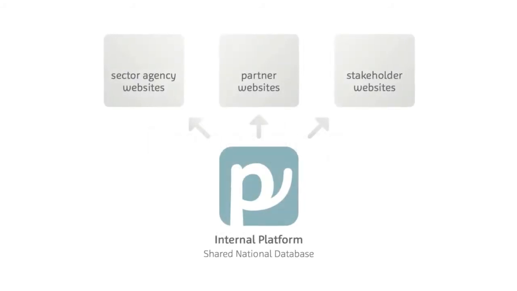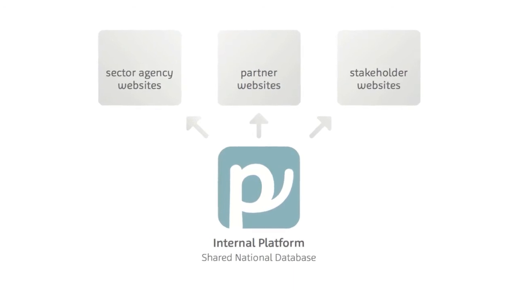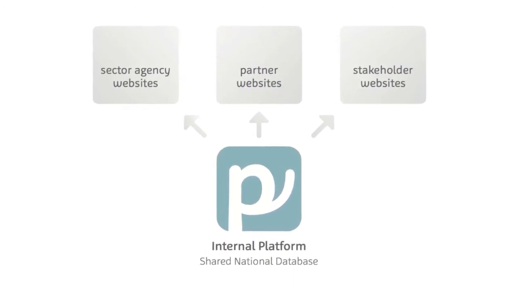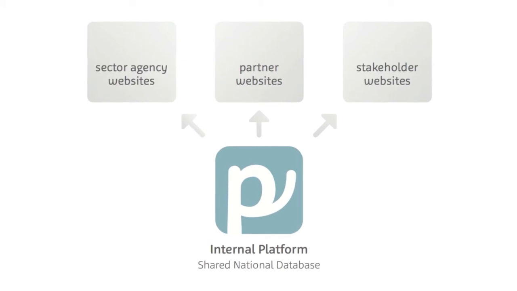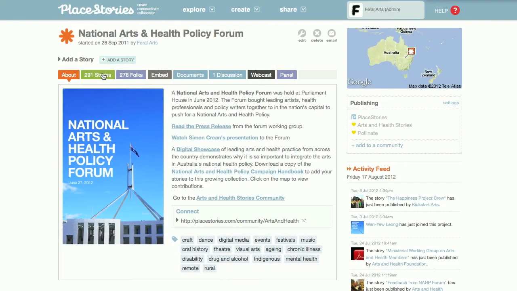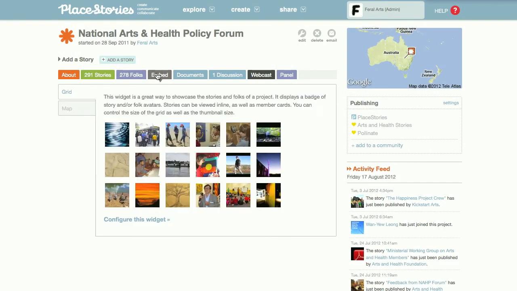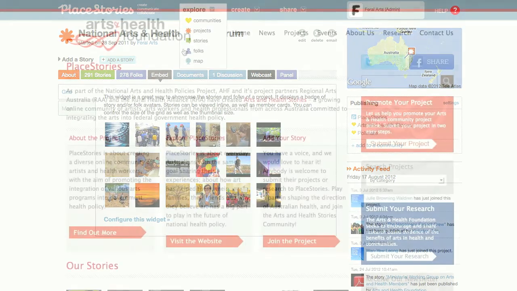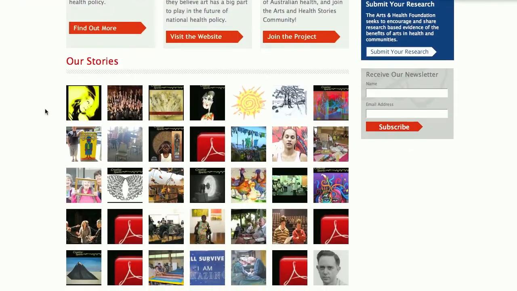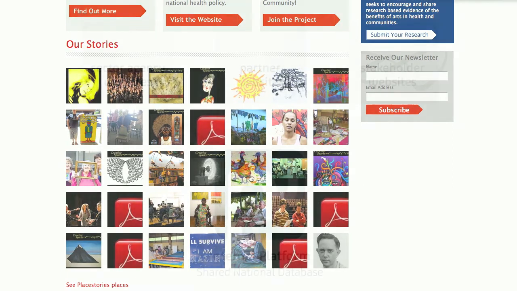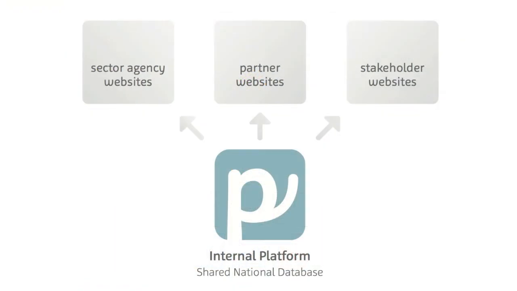One of the really powerful tools in the system is the embedding. This enables members to access live content feeds from the shared database and integrate it on their own websites. Sticking with the arts and health theme, take a look at how the Arts and Health Foundation are using the embeds to bring arts and health related content into their own websites. This powerful idea is really the key to how the system can leverage the shared database to connect the sector and our partners through their own websites.